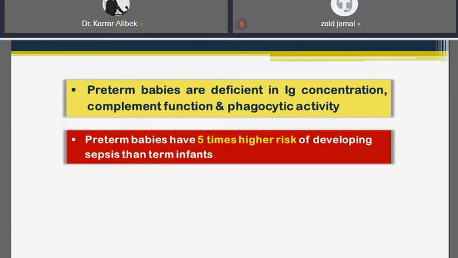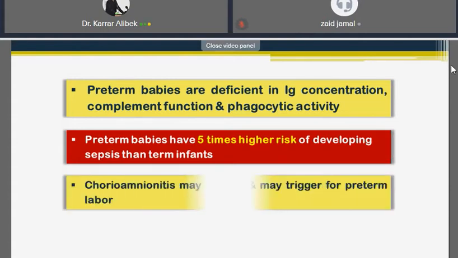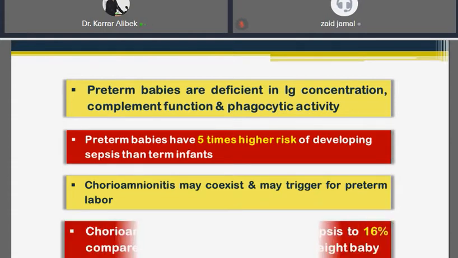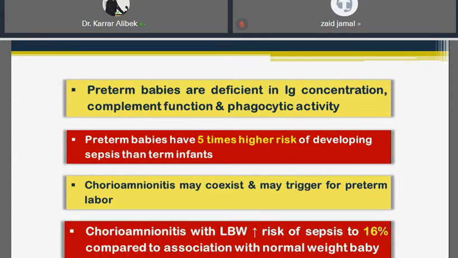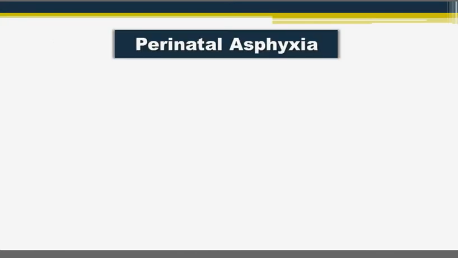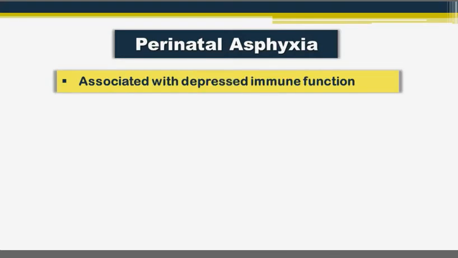So preterm babies, as we say, have 5 times higher risk of developing sepsis than term infants. Presence of chorioamnionitis may coexist and may trigger preterm labor itself. So presence of chorioamnionitis with low birth weight will increase the sepsis risk to 16% if we compare it to association with a normal weight baby. Now we will go to perinatal asphyxia and its relation to early onset sepsis.